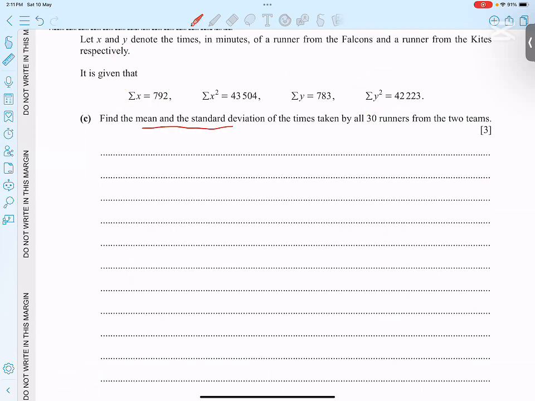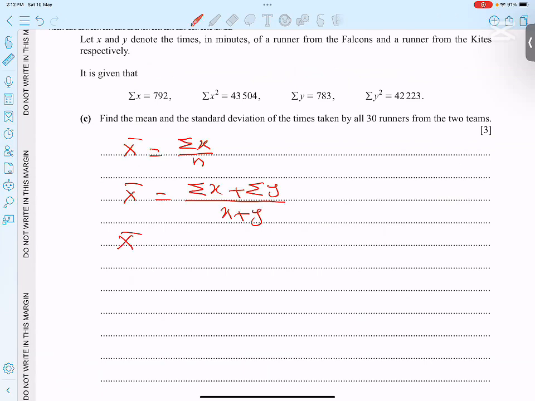Mean and deviation we define. What is the basic formula for the mean? It is sigma x divided by n. But we need to find it for both teams, because he said for 30 members. So what is the formula for that? I can say here, the mean for the whole group is sigma x plus sigma y over n x plus n y.